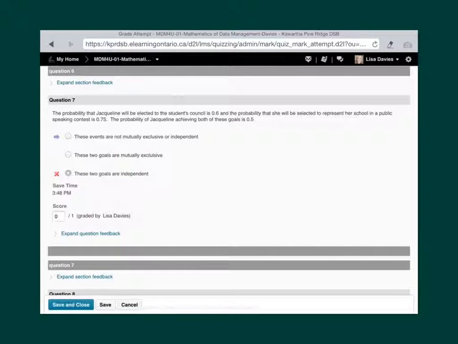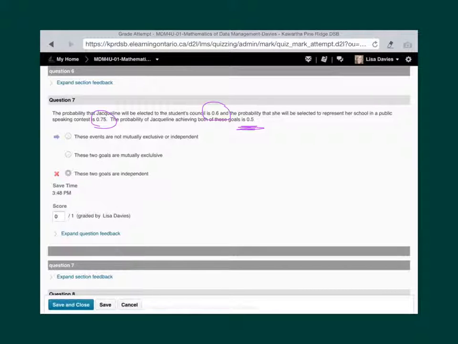And that brings us to question 7. Now, with question 7, if those 2 things are independent, then when you multiply this probability times this probability, you have to get this probability if they're independent. And that's not the case here. And so we can say that they're definitely not independent.